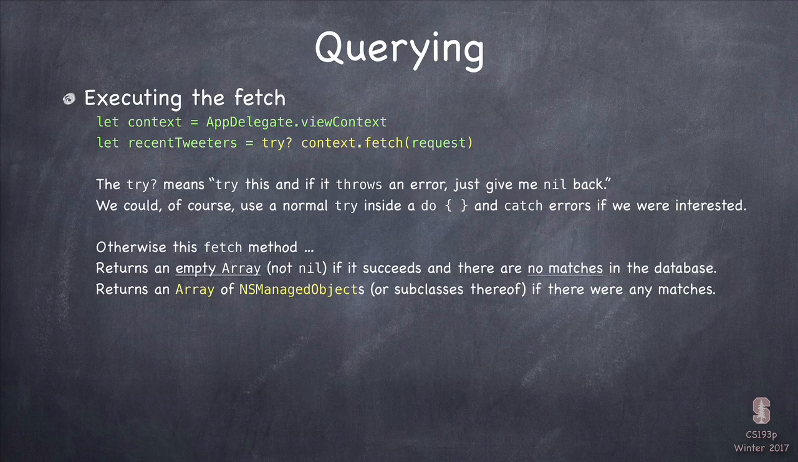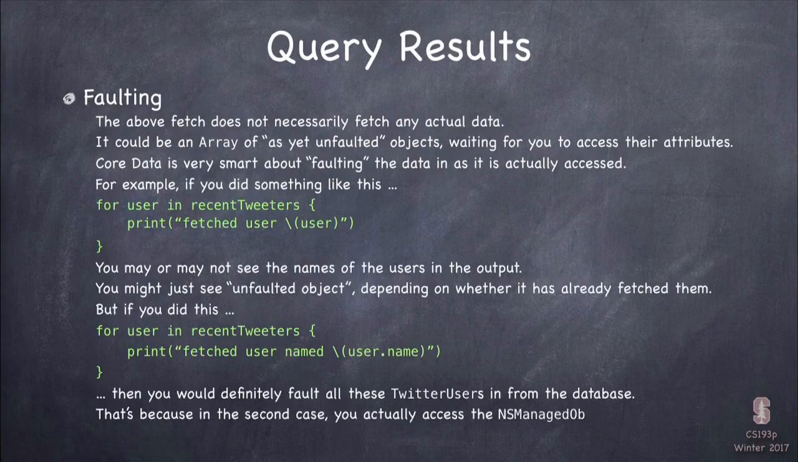Now, you might be a little scared of doing this request. What if it matches a million things, okay? Are you going to get a million tweets back in one request like this? The answer is no, okay? This array that you get back is really a super smart array. It doesn't actually bring the data in from the database until you start asking for it.